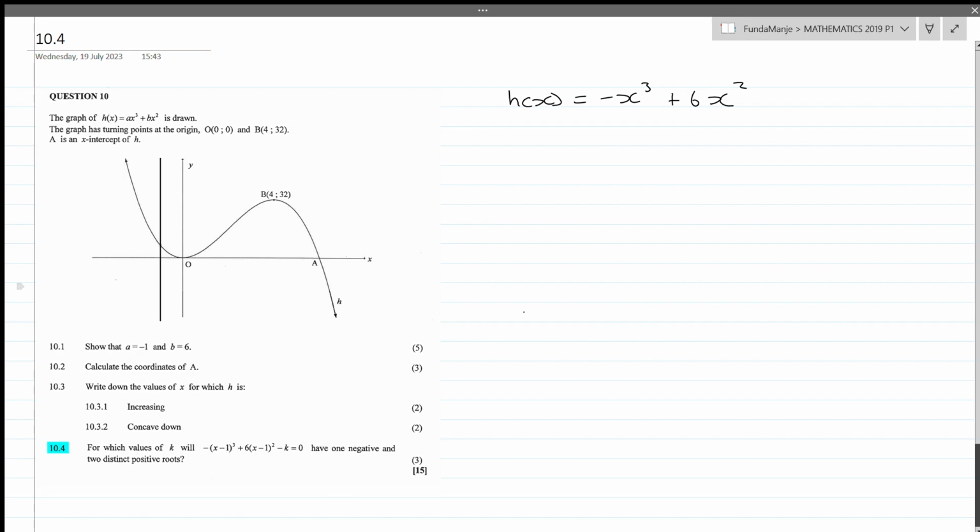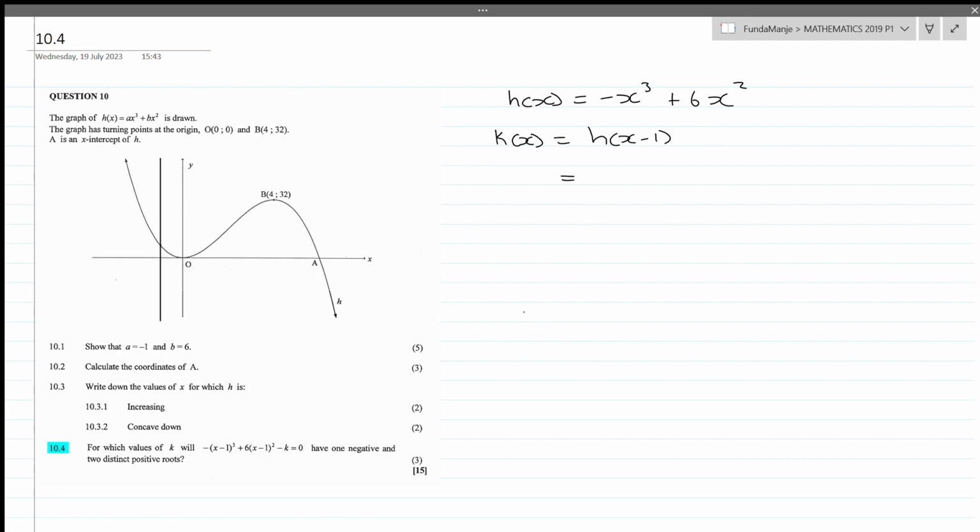h of x. This is a new function. We can call it k of x. And k of x is achieved by shifting h of x 1 unit to the right, which is seen by that minus 1. And then there is some other k kind of shift that we need to talk about. But for now, I'll only analyze this.